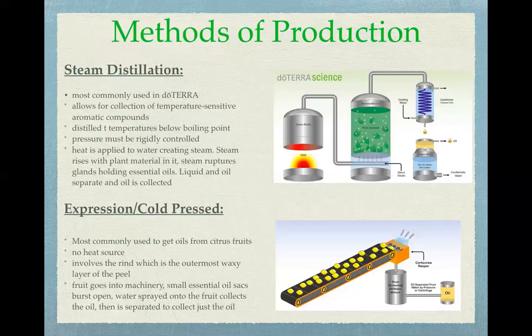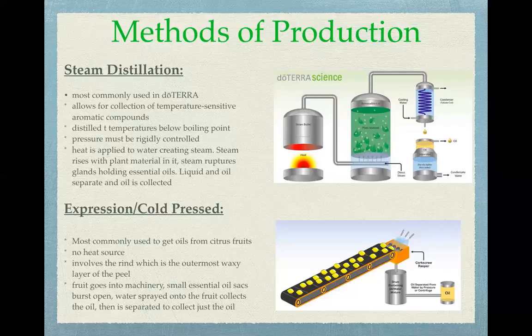The second way is expression or cold pressed. This is most commonly used when we are getting the essential oils from citrus fruits. There is no heat source whatsoever in this method, and this involves the rind, which is the outermost waxy layer of the peel. So what's happening here is the fruit will go along a conveyor belt on this machinery, and the small essential oil sacs will be burst open.